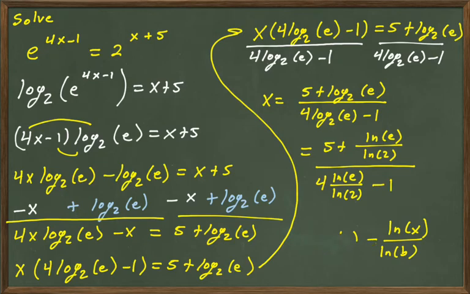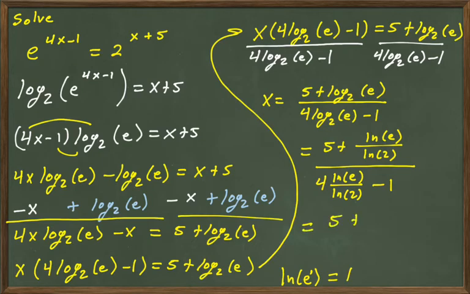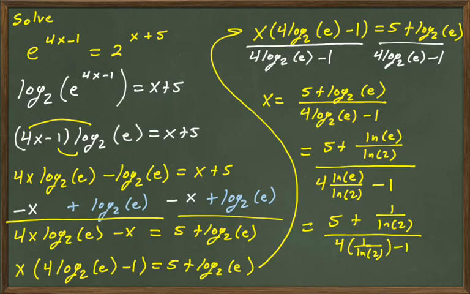minus 1. And then we'll recall that e and the natural log are inverses, so the ln of e is going to be the exponent. The exponent here is going to be 1. Okay. All right, so this is going to be 5 plus 1 over the natural log of 2, divided by 4 divided by the natural log of 2, or 4 times 1 over ln 2, minus 1. All right. And we'll continue this on to the next page just to clean it up a little bit.